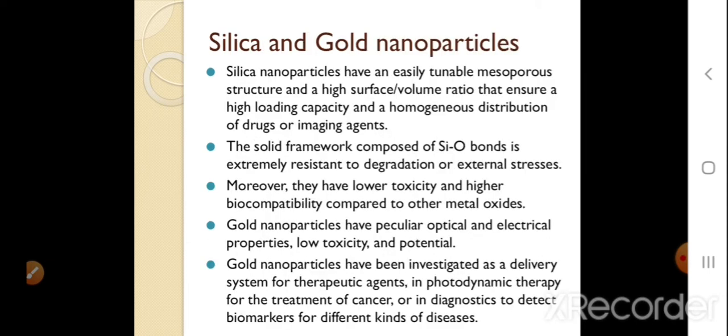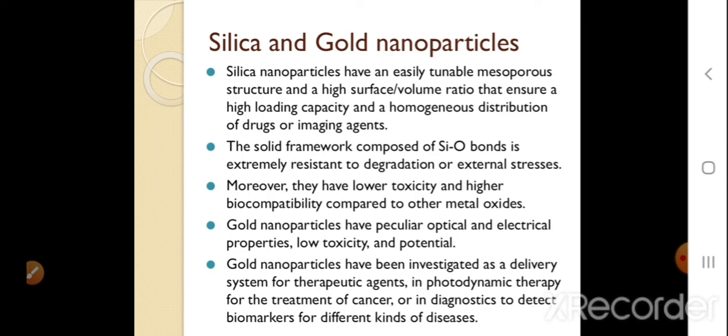Silica and gold nanoparticles. Now, silica nanoparticles have an easily tunable mesoporous structure and a high surface to volume ratio that ensure a high loading capacity. By high loading capacity, we mean they can be used for loading anti-cancer drugs with a homogeneous distribution of drugs, or they can be used as imaging agents. The solid framework composed of silicon and oxygen bonds is extremely resistant to degradation or external stresses. Moreover, they offer the great advantage of lower toxicity and higher biocompatibility compared to other metal oxides.